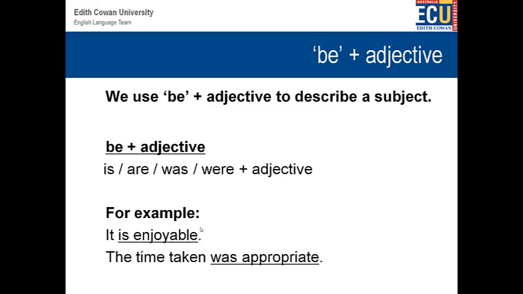Be and adjective. Some part of the verb to be often goes with an adjective to describe a subject. So something is something. For example, university is interesting. University is the subject, which equals it. It is interesting. What is interesting? It's an adjective. We might also say it is enjoyable. The time taken was appropriate. So we're using a form of the verb to be plus the adjective.